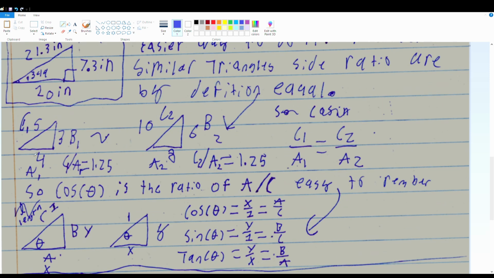And so I mean that, let's take this triangle, 5, 4, 3. C is 5, A is 4, and B is 3. And that's C1, B1, and A1. Now, take this other triangle, it's a scalar, it's similar of this. It's a scalar of 2, so it's times 2. C2 is 10, A2 is 8, and B2 is 6. And so, what I mean by that is like C1 over A1 is equal to C2 over A2. And C1 over A1 is 1.25, and C2 over A2 is 1.25.